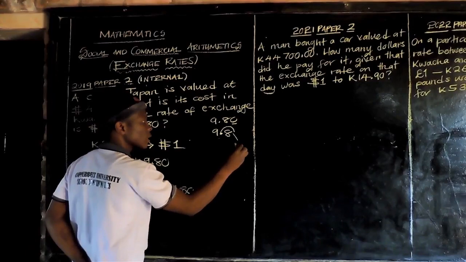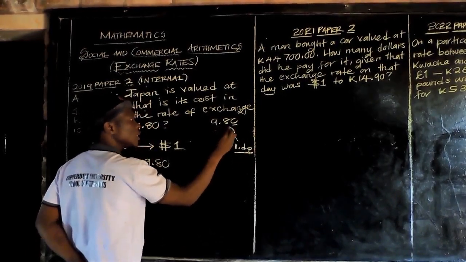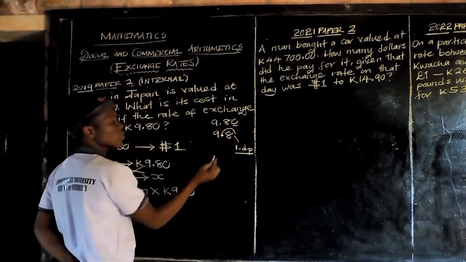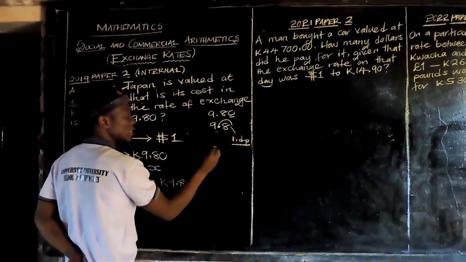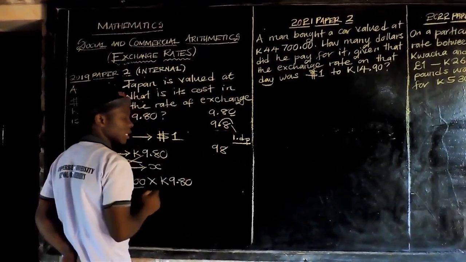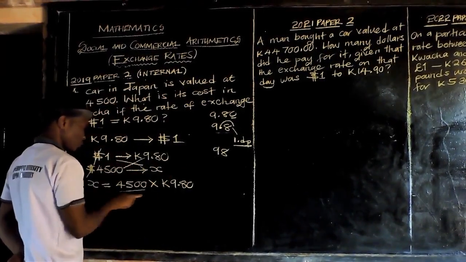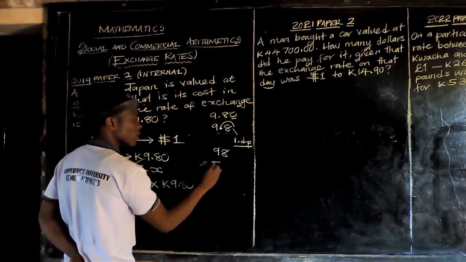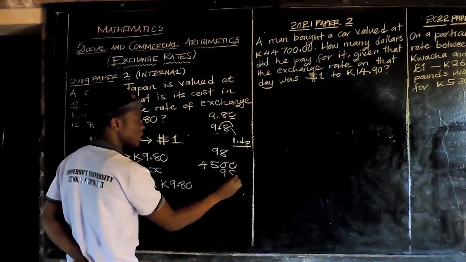one decimal place. Alright guys, we are going to ignore one, not two, because this 0 is the same as having nothing, right? So we're going to ignore one decimal place and then write this number as 98. You're going to have 4,500, then multiplied by 98.